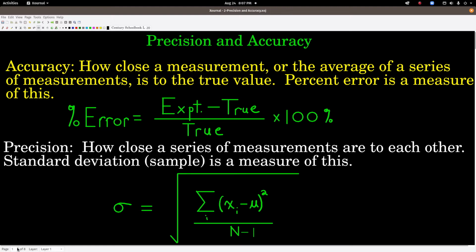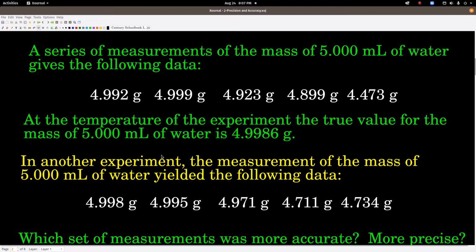All right, so let's apply these. Let's say we have a series of measurements, and what we're doing is measuring how much 5 milliliters of water weighs, 5.000 mils. These numbers in white, let's say these are the 5 masses we got. We measured 5 mils of water out 5 different times, and we got these masses. And it ends up that at the temperature of the experiment, the true value for the mass of 5 mils of water is this many grams. It depends upon what the temperature is. You'll see that later. So 4.9986 would be the true value.